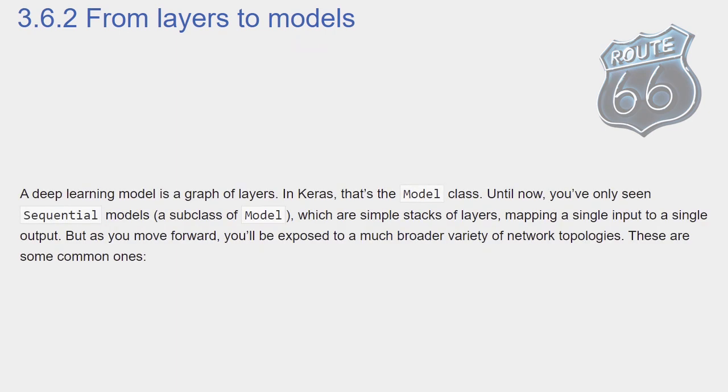Section 3.6.2. From layers to models. A deep learning model is a graph of layers. In Keras, that's the Model class. Until now, you've only seen Sequential models, a subclass of Model, which are simple stacks of layers mapping a single input to a single output. But as you move forward, you'll be exposed to a much broader variety of network topologies. These are some of the common ones.